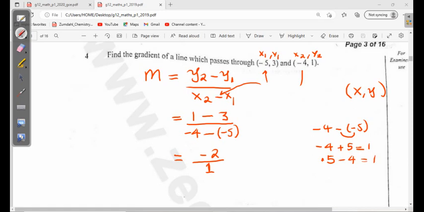And we know that negative 2 divided by 1 is negative 2. So this is negative 2. That is the gradient for this question.